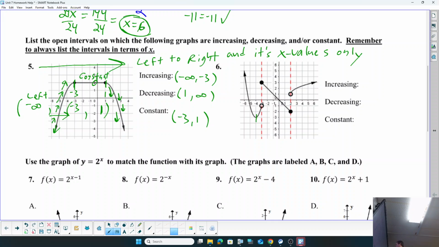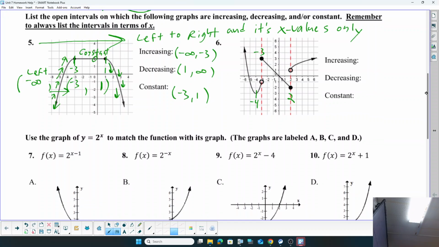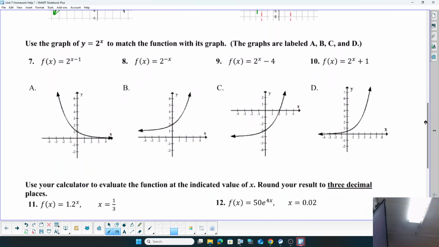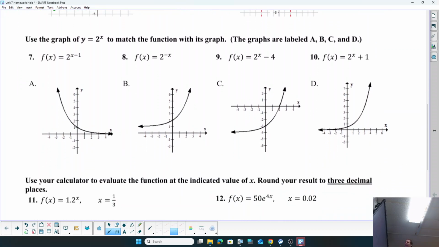The hint I'll give you there is negative 4 is where it changes direction, as well as negative 3 is where it changes direction, as well as 2 changes direction. So give number 6 a try now. Number 7, 8, 9, 10, we're doing matching.